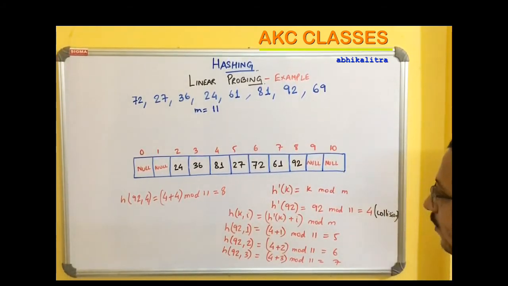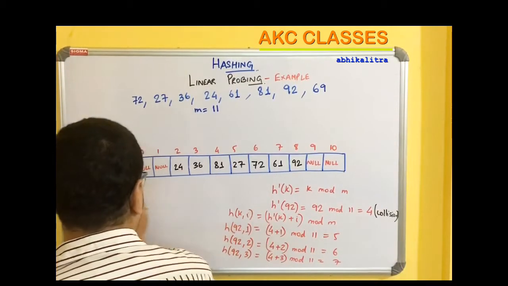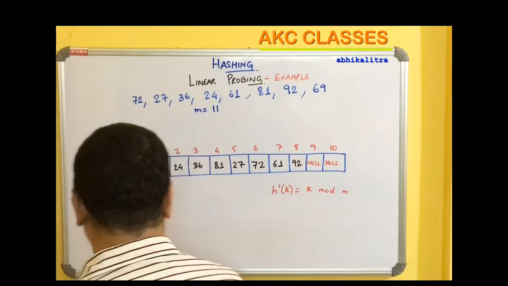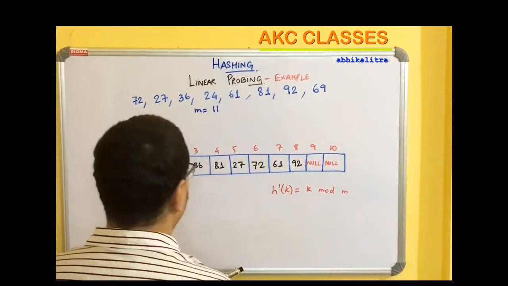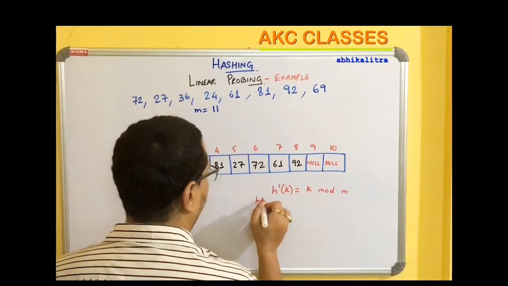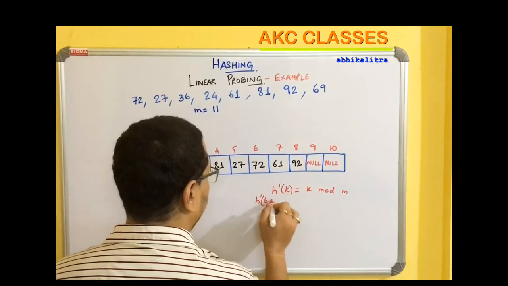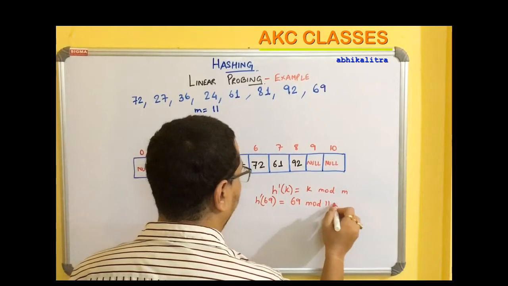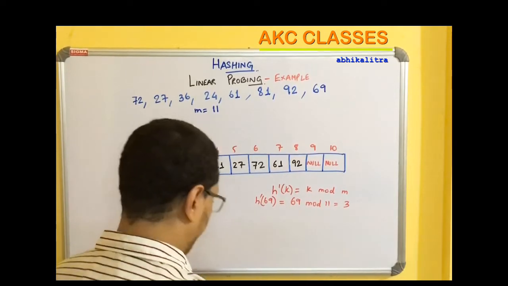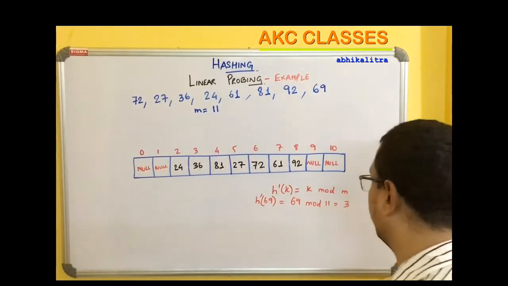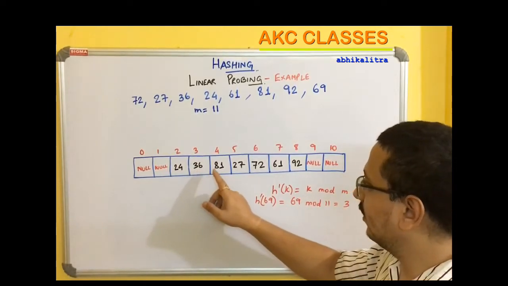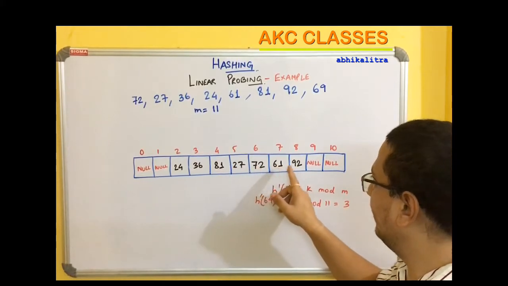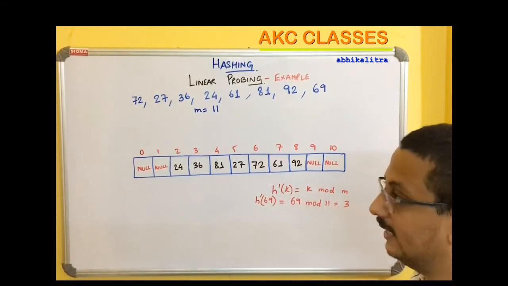Okay. So now we move on to the next key value. The next key value is 69. h of 69 gives you 69 mod 11, which is 3, right? So obviously you can understand, since it is 3, it will not be a free slot, so it will not find a free slot at 4, 5, 6, 7, 8; it will find a free slot at the 9th location.